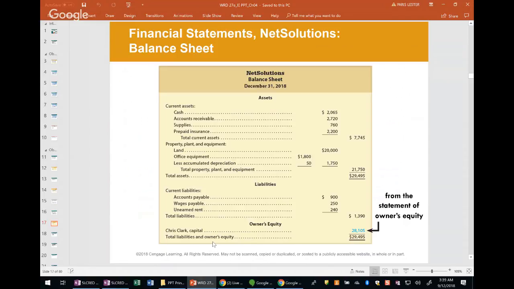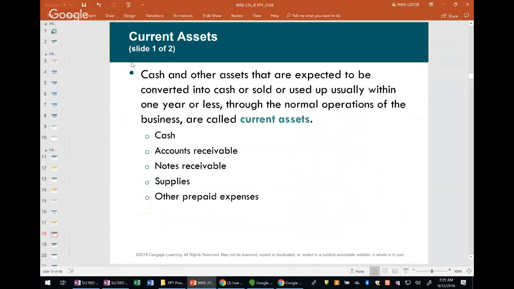And once again, your assets have to equal your liabilities plus owner's equity. Liabilities are $1,390, owner's equity $28,105, and assets equal liabilities plus owner's equity. Notice your dollar marks at the beginning of the column and before a sum or a difference, and a double line under your final answers. I won't take off for format on this test.